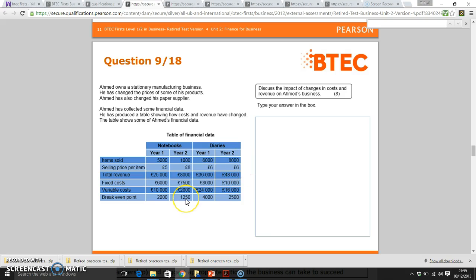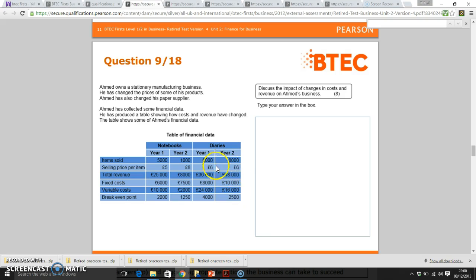If we pop over here and just have a quick look at diaries, selling price per item hasn't changed, but the number that we're selling's gone up. Okay, this means that the revenue for the business has actually gone up, which is great. Fixed costs have also gone up for the business, and the variable costs have actually come down. So the money that we're spending producing this product has actually come down, and that's had a massive impact on break-even points. So the break-even has come down quite significantly.